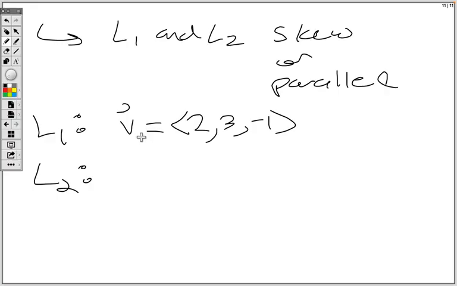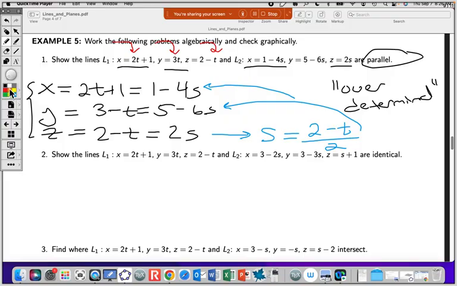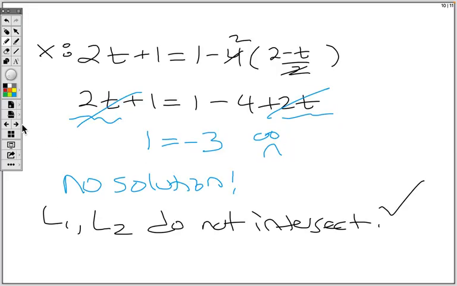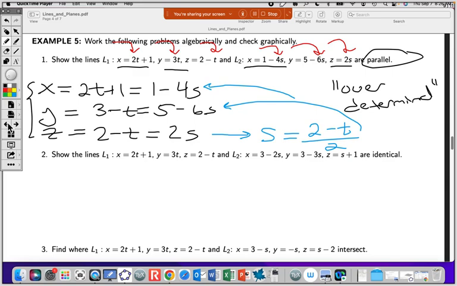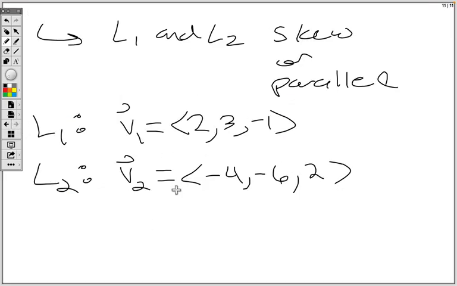Let's get a vector parallel to L2. Let's call that V2. You go through the same thing, but you look at the coefficients of s. So we got -4s, -6s, 2s. So -4, -6, 2. And if I want to show that these vectors are parallel, I need to see if V1 is parallel to V2, if one is a scalar multiple of the other. The easiest way to do this, I think, is to just start dividing the corresponding components.